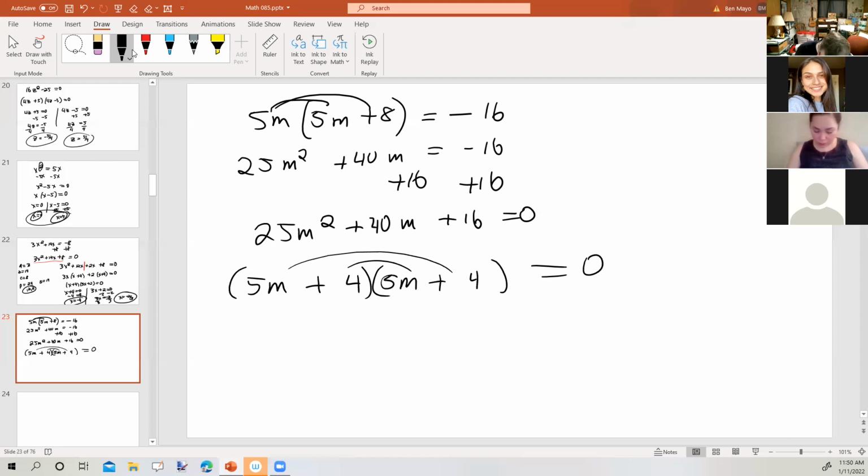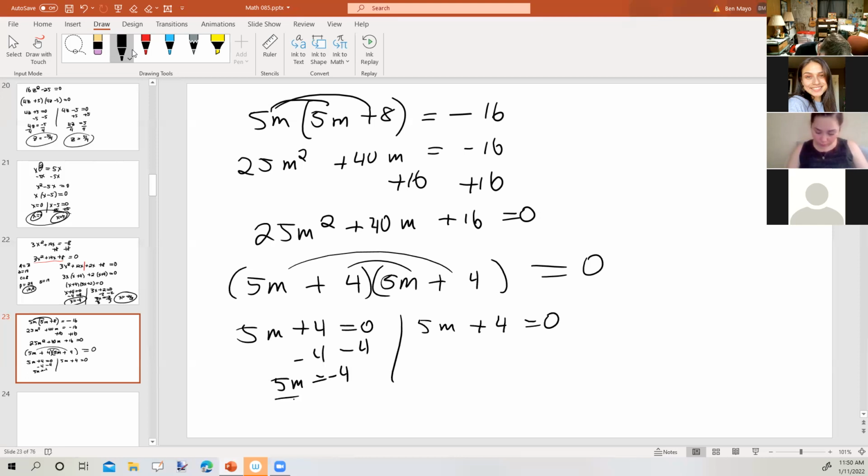So it has two identical factors. So that means 5m plus 4 equals 0, and 5m plus 4 equals 0. Mr. Mayo, since they're going to be the same answer, do we have to solve them both? No. We'll subtract 4, and we get 5m equals negative 4. Divide by 5, m equals negative 4/5. And this is going to give you m equals negative 4/5 as well.